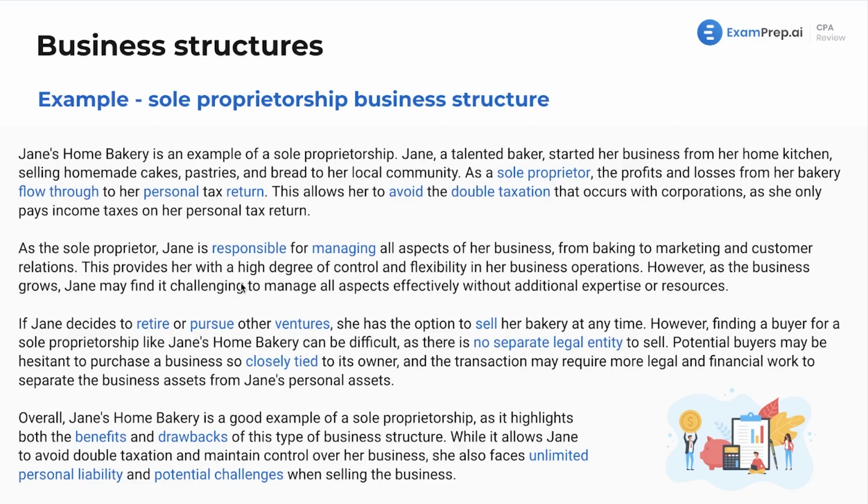Now, as the sole proprietor, Jane's responsible for managing all aspects of her business, from baking to marketing and customer relations. Now, Jane can also hire employees. I'm not going to get into legality of hiring someone and not having a legal entity. But yeah, you can have people that work with you and for you.